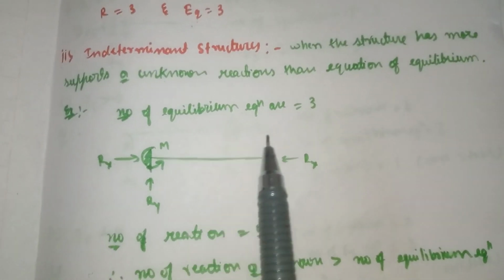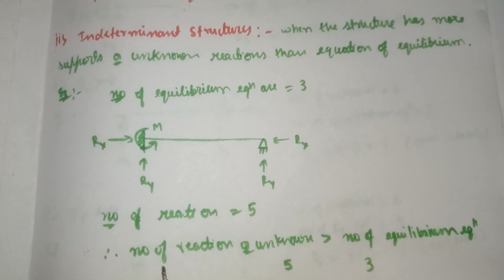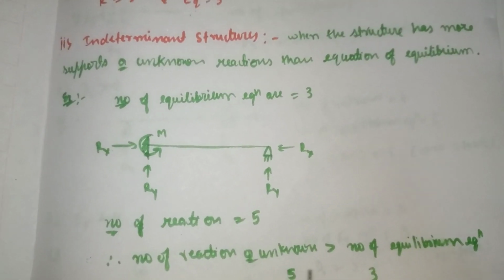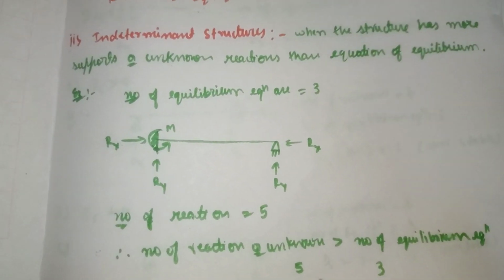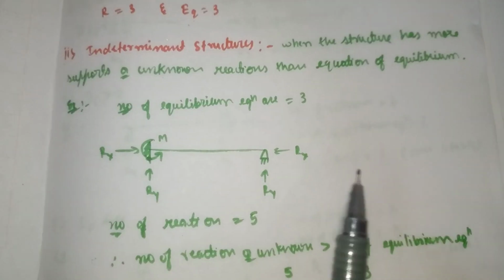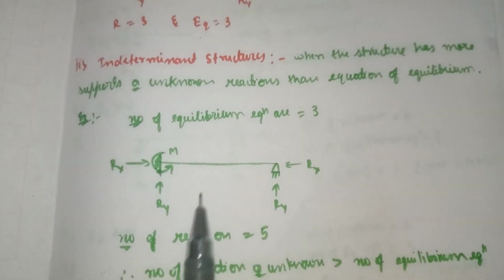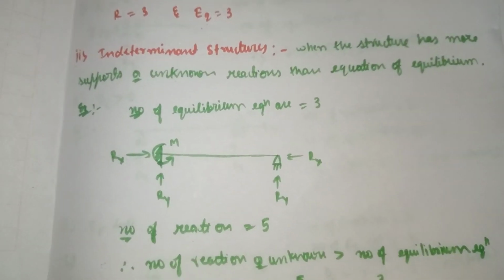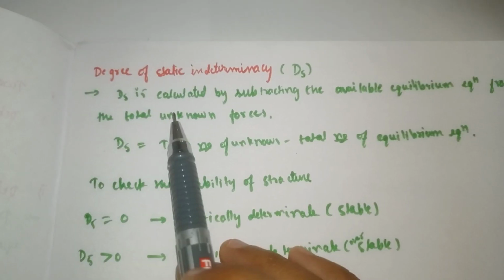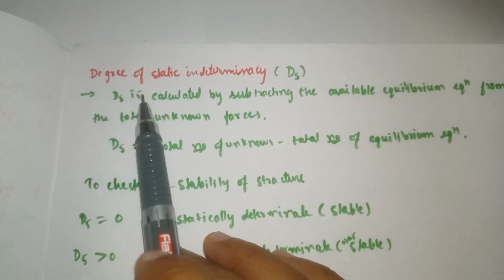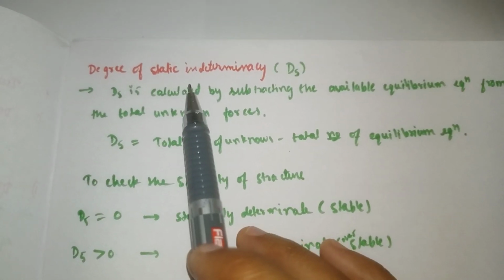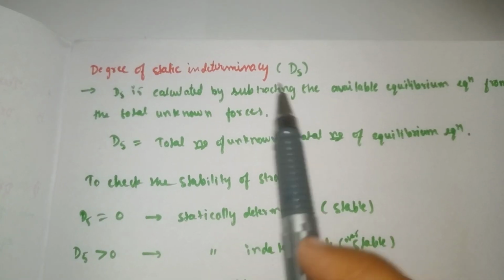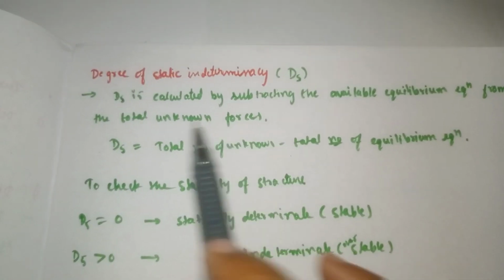So our indeterminate structure, what it says, whenever the number of unknowns is more than the number of equilibrium equations, then the structure is called an indeterminate structure. So this is the example for indeterminate structures. Now we'll see the types of indeterminate structures. There are two types, static indeterminacy and kinematic indeterminacy. So now we'll see the static indeterminacy.